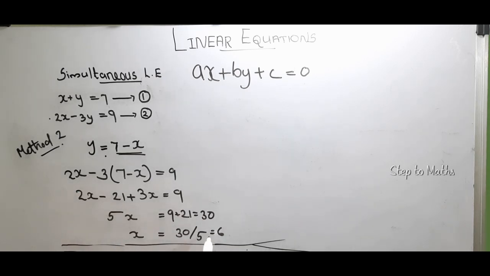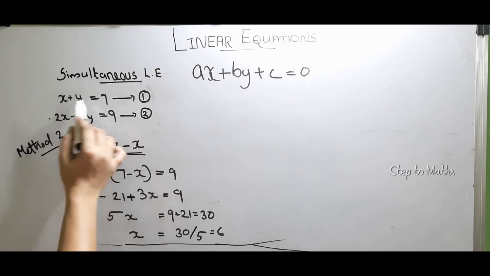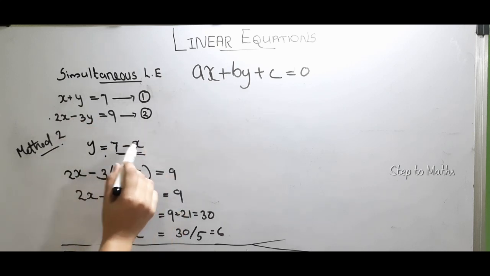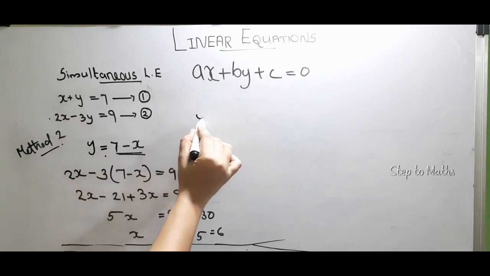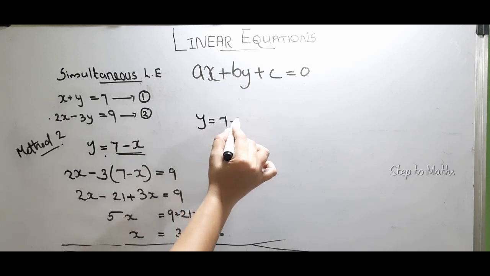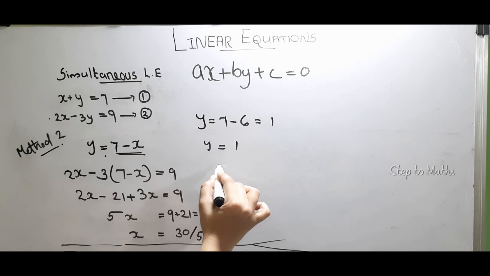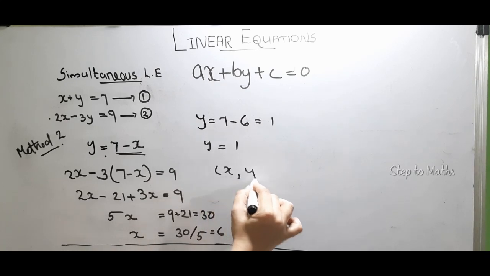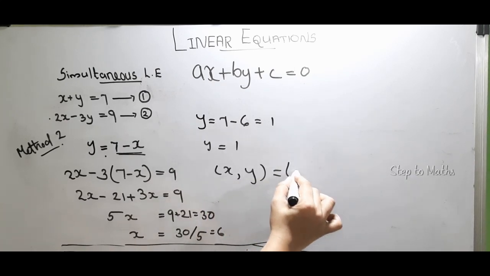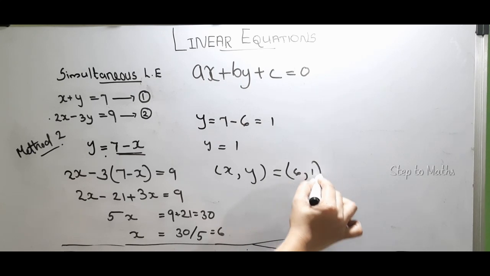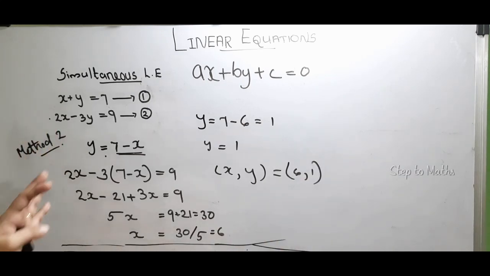Now substitute the value of x in any of these equations. Here, if we substitute, y = 7 - 6 = 1. y = 1. Represent it as an ordered pair: (6, 1). This is the second method.